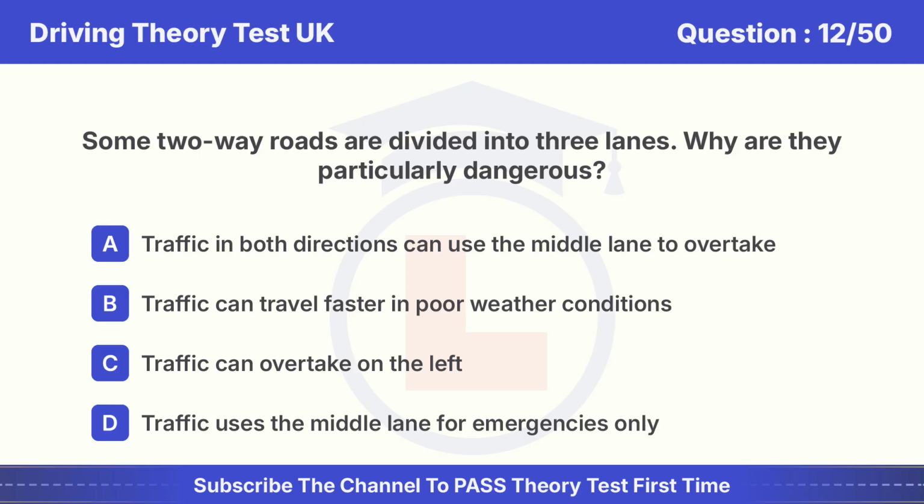Question 12. Some two-way roads are divided into 3 lanes. Why are they particularly dangerous? Answer is A. Traffic in both directions can use the middle lane to overtake.